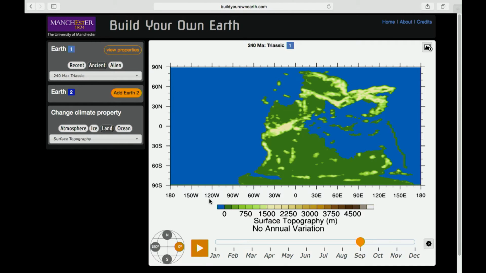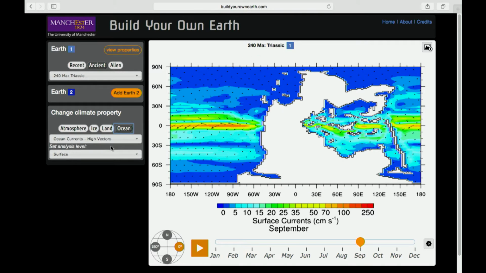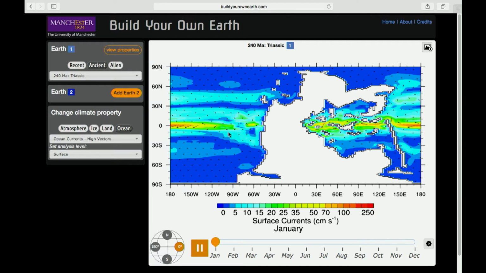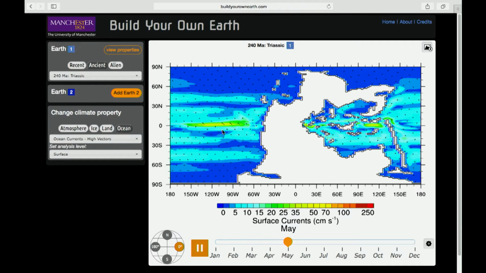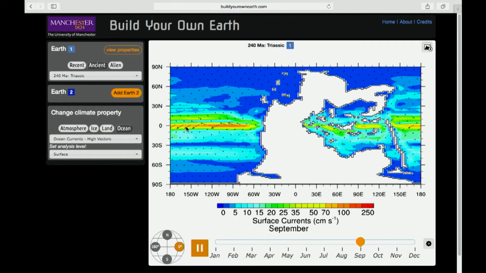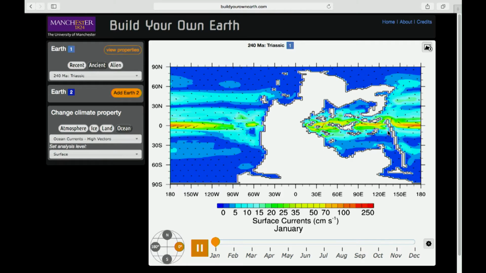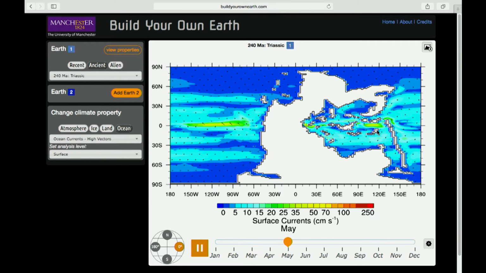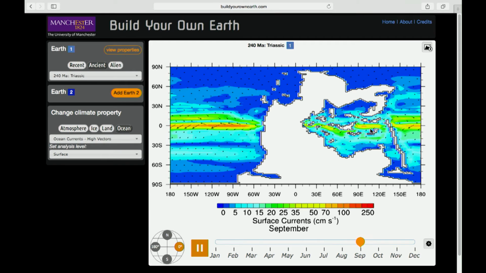Okay, let's look and see how the ocean currents change when we have a shallow sea and deep open ocean. If we go to ocean currents, high vectors, and look at the surface currents, we can see that over the Panthalassic Ocean, we have a very strong easterly equatorial current that breaks up as it encounters the shallow Tethys Sea.